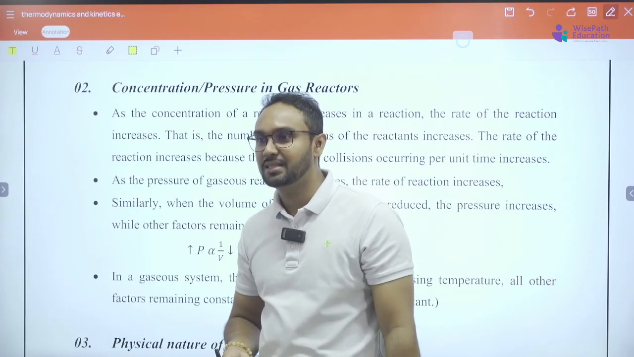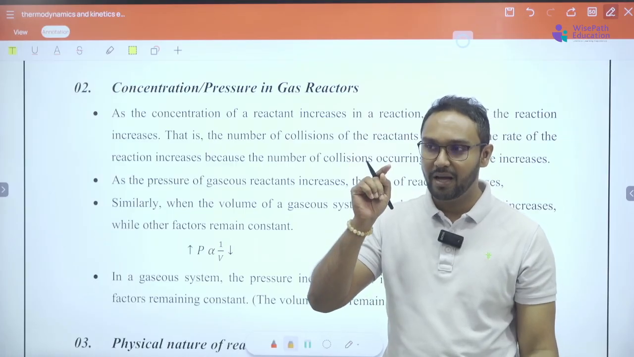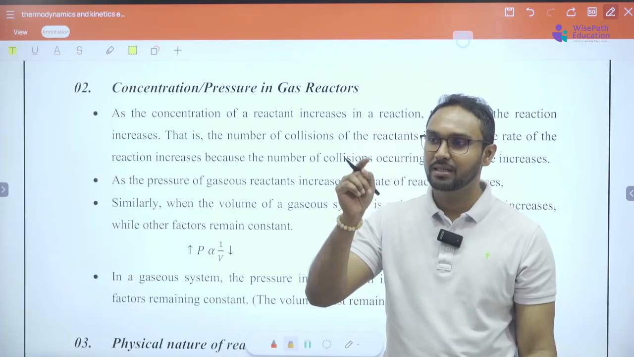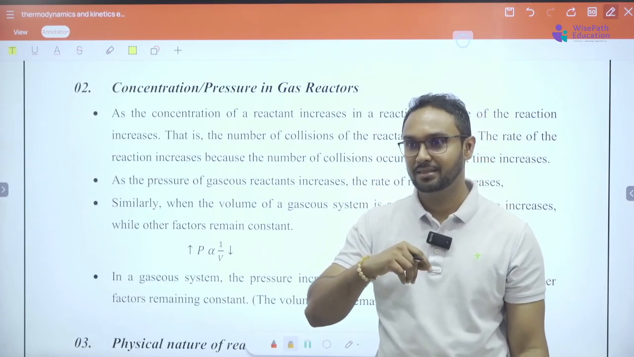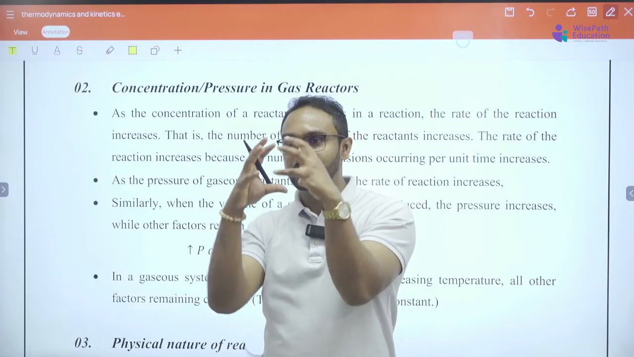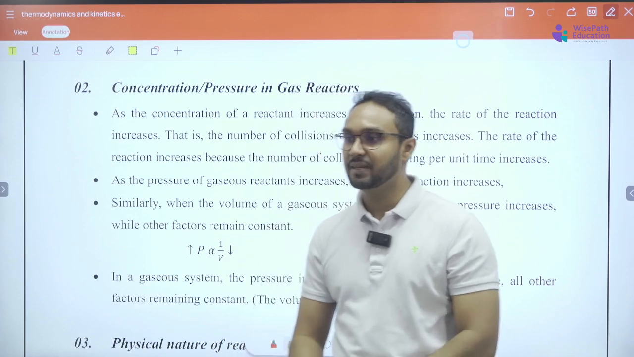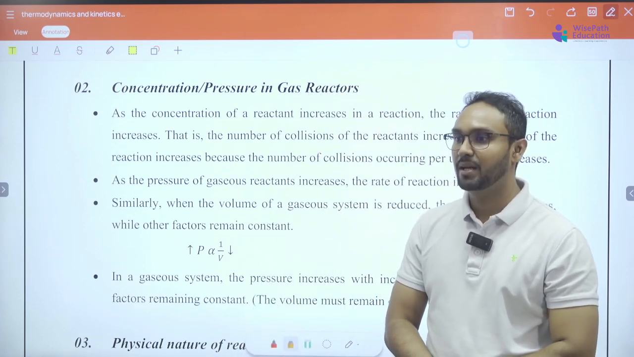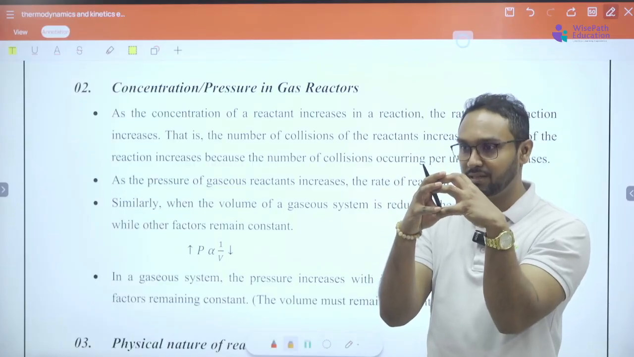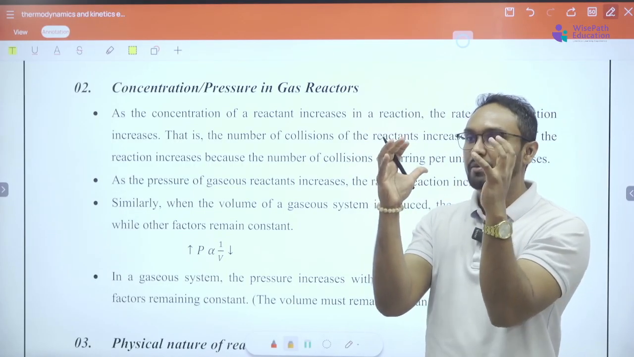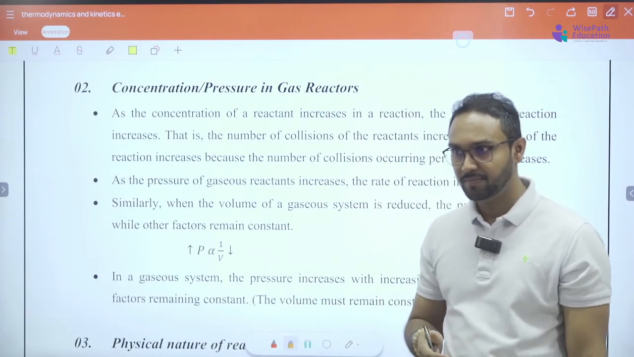Get it? If it is gaseous reactants, when you apply pressure, the gas can compress. That means the volume will reduce, so the concentration will rise. That is why pressure affects gaseous reactants. Take the balloon example: if you apply pressure, the volume will reduce, which means the concentration will rise. Simple as that.